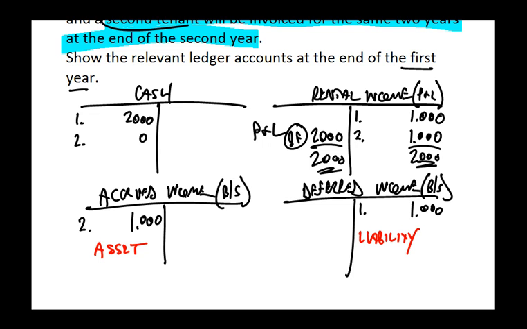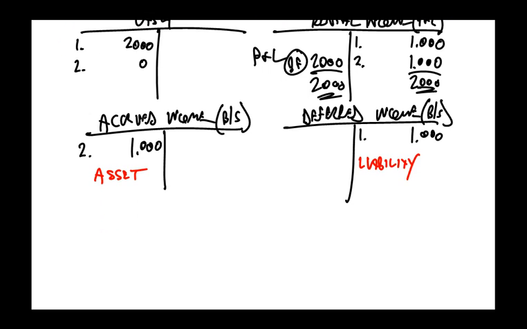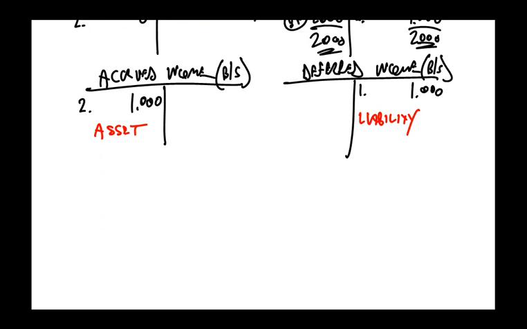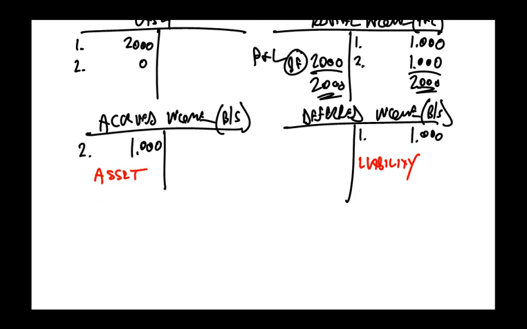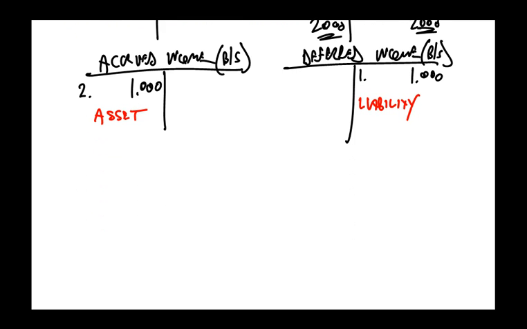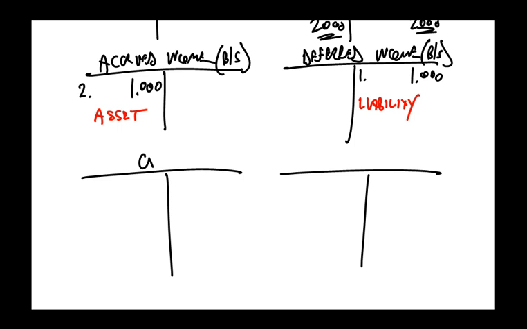Now that's what would happen in the first year, and I'd just like to think briefly about what would happen in the second year. Because the accrued income and deferred income are both balance sheet ledger accounts, they would be carried forward to the beginning of the second year. Remember, balance sheet T accounts are carried forward, whereas P&L T accounts like the rental income would be cleared off to zero. So these balance sheet accounts would still be sitting there at the beginning of the second year. Now let me set up another cash T account. This is for the second year, another rental income T account.